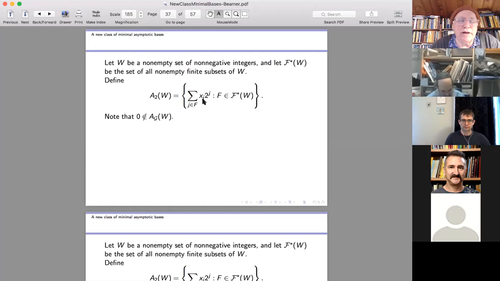This x_j shouldn't be there, x_j is 1. This is just, you take a finite subset, a finite set F, and you look at the powers of 2 corresponding to the elements of F. So this x sub j is just 1.